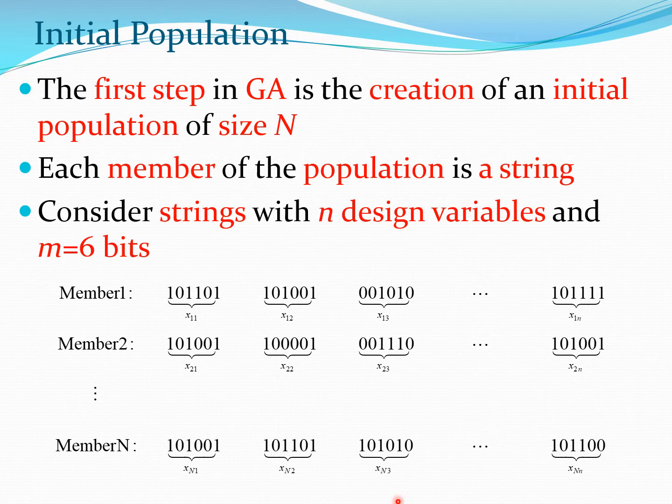And now if you look at it, when you are doing a binary GA, each of these points is essentially a substring. And here we have selected M equal to 6 bits, for example. Therefore, you have a string here, a string here, a string here, and a string here. And we can concatenate all these strings to create a giant string, and that would essentially be your member 1. Member 2 would be another string, member 3 would be another string, all the way to member capital N, which would be the capital nth string. So essentially these strings constitute the population which starts off the genetic algorithm process.